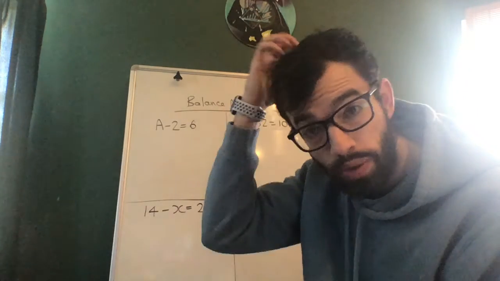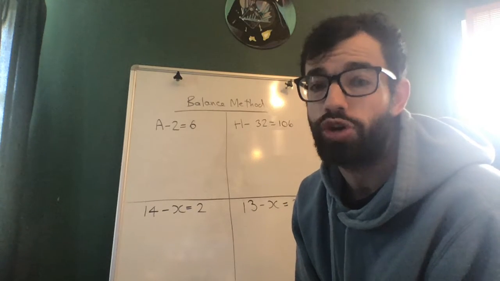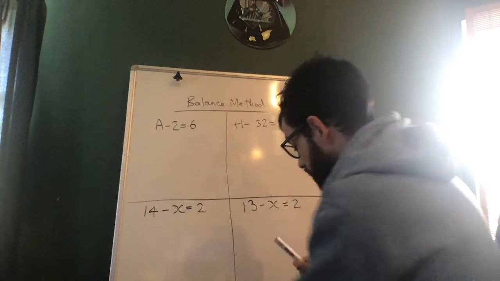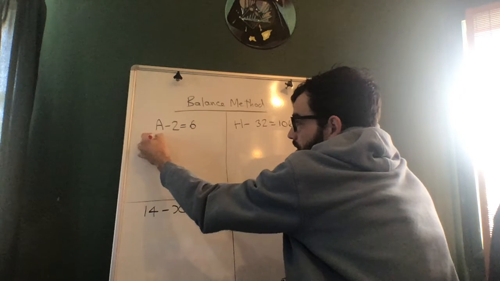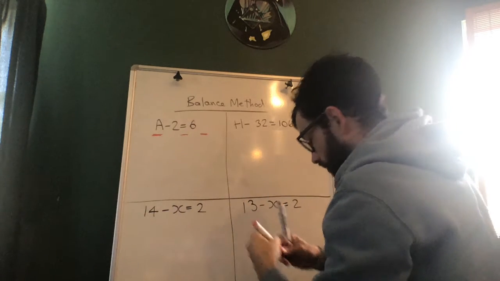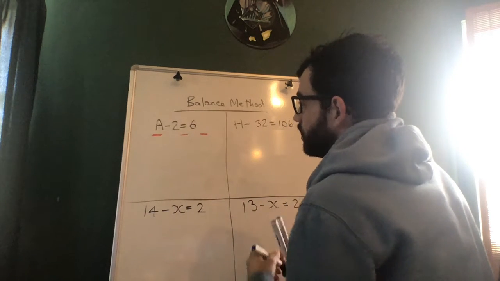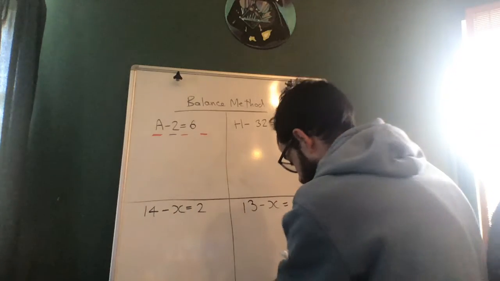Continuing on from yesterday's one, we looked at the balance method. Today we're looking at the balance method when we have subtraction in the problem. So same deal as yesterday, we're wanting to end up with an A, or the letter, equals a number. Okay, and to do that, we need to get rid of whatever is happening to the A.